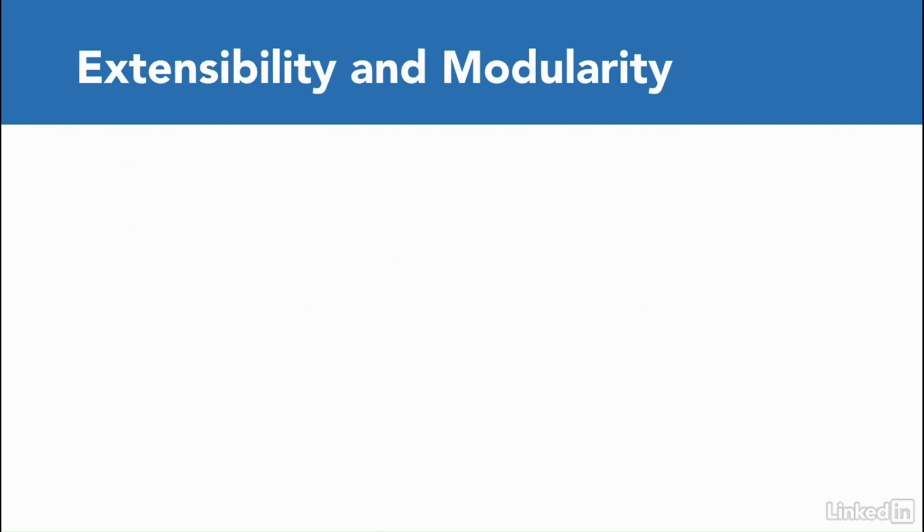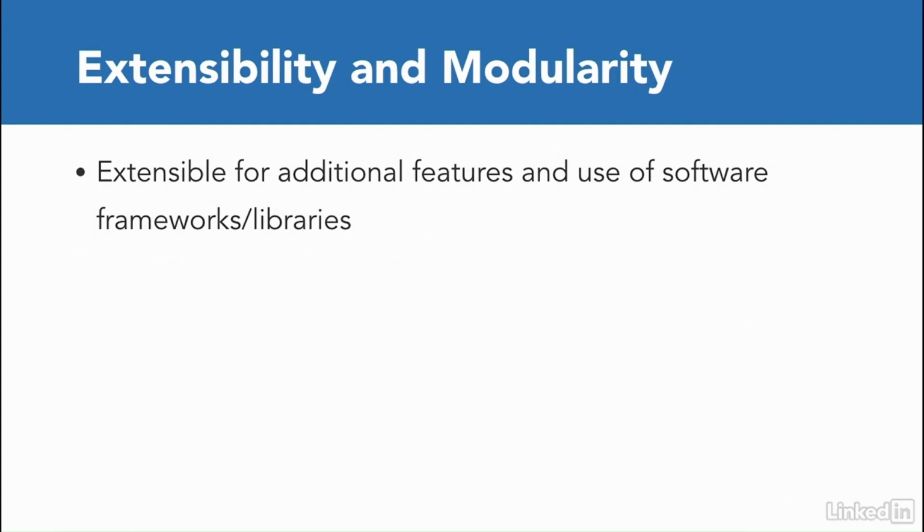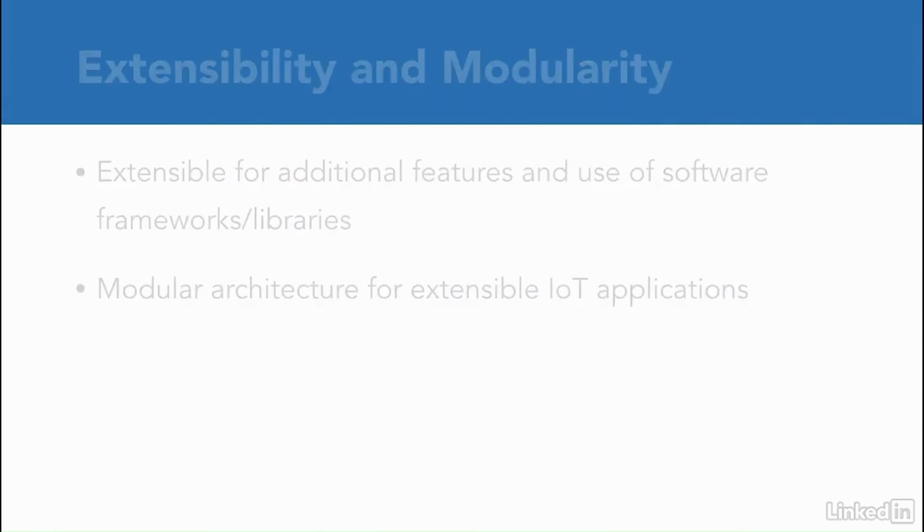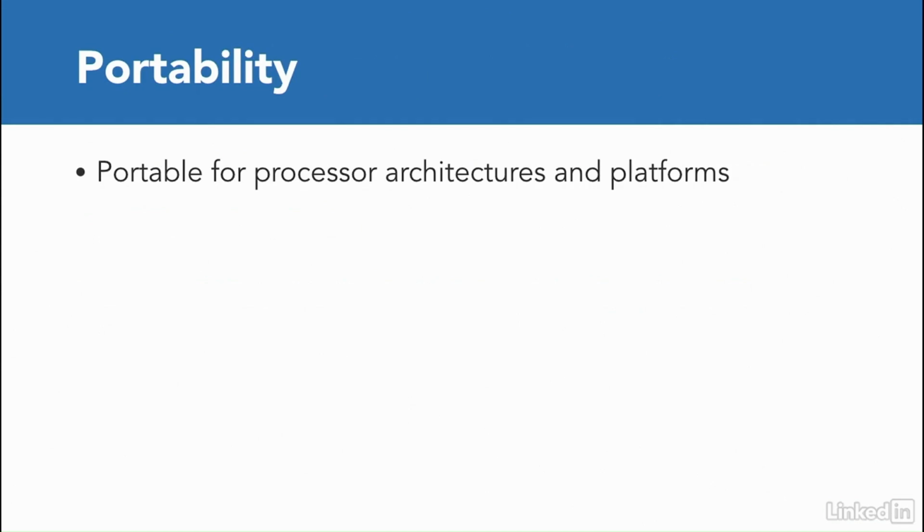Extensibility and modularity. Extensibility means an OS is extensible for adding features and using some third-party software frameworks or libraries. Modularity means an OS supports a modular architecture to ease the extensibility and software customization. Portability. An OS should be portable for us to use a range of processors, hardware platforms, and I/O devices.